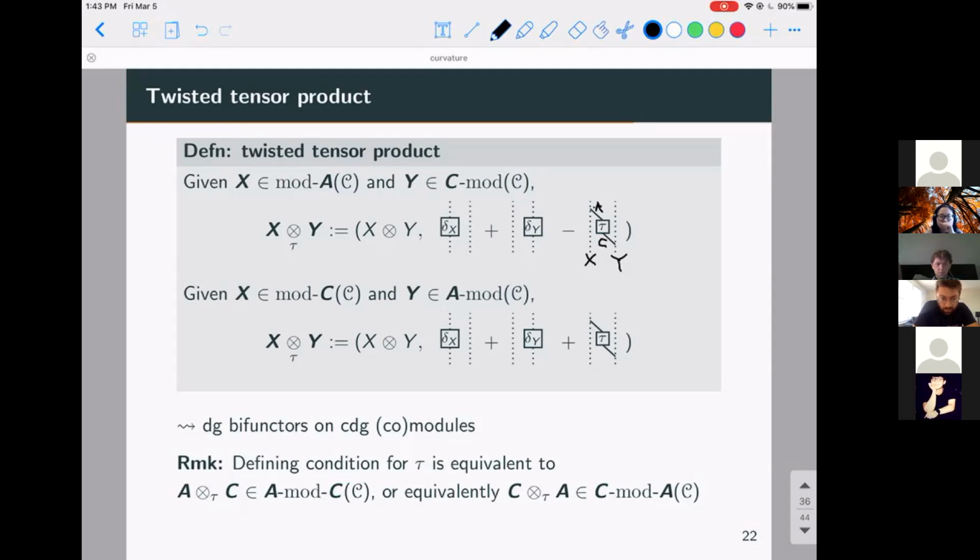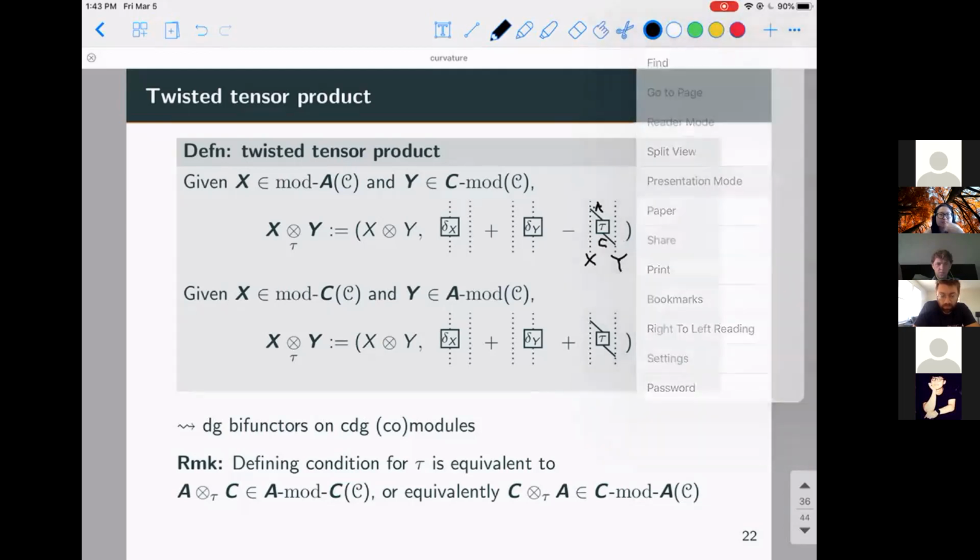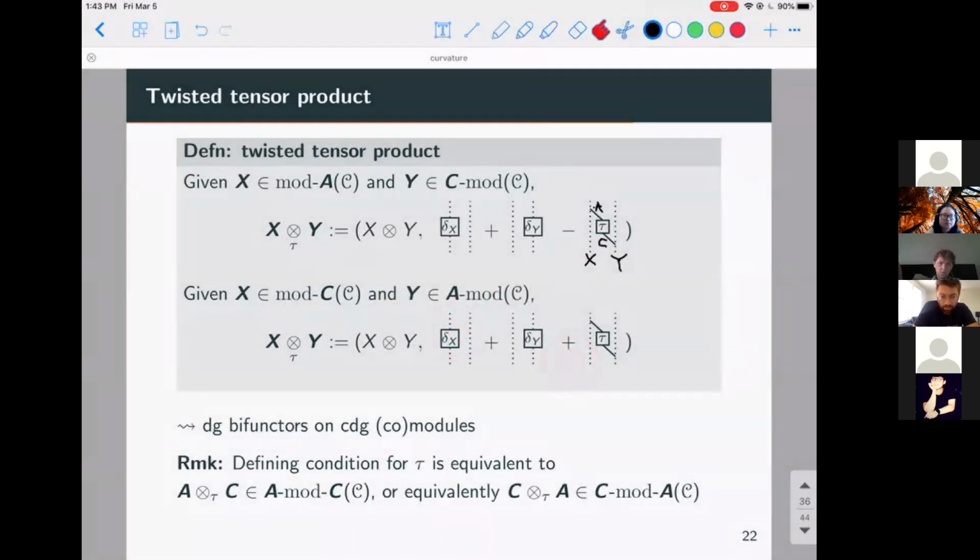There's a slight sign difference depending on if you're doing an A and a C versus a C and an A, but otherwise, this is the definition. And this gives you, so it really behaves just like the usual tensor product. It gives you a DG bifunctor on categories of CDG modules and CDG comodules. If you have extra actions, say X had some extra action on the left and Y had an extra action on the right, those things just come along for the ride in the twisted tensor product, and so on.